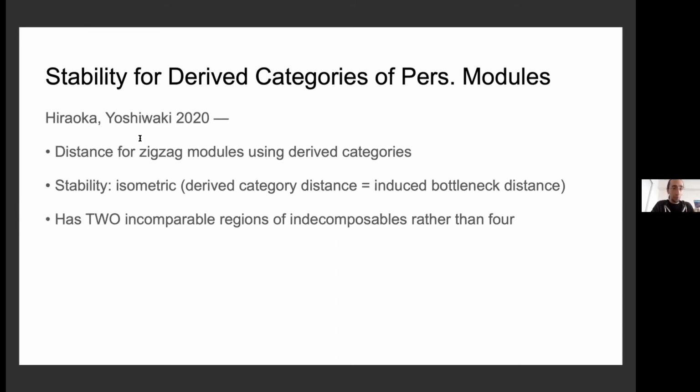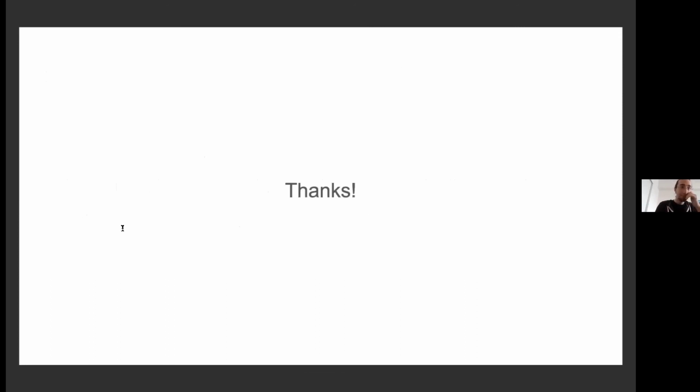They prove their own internal stability result. It turns out to be another perfect isometry. The initial distance is equal to its bottleneck self. The interesting thing is that unlike the two distances I just mentioned before, this one winds up with 2 incomparable regions instead of 4. And the reasons you get there and the algebraic and categorical argument for it is, I think that's really interesting. So I encourage you to check that out. That's all. Thank you.